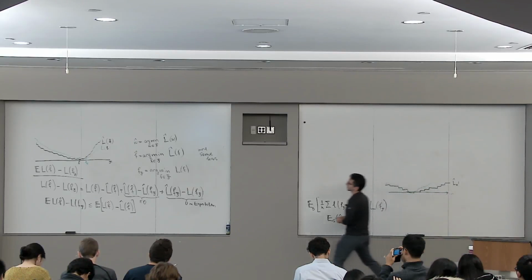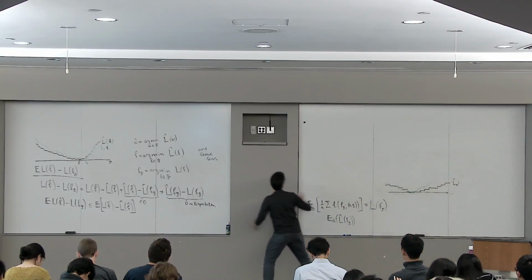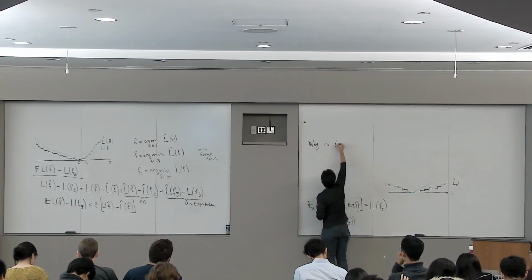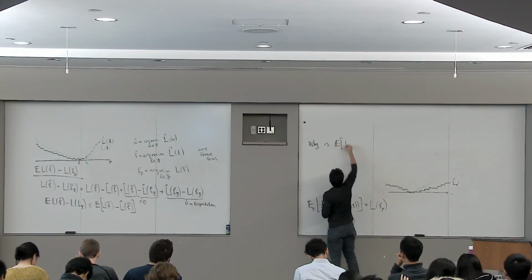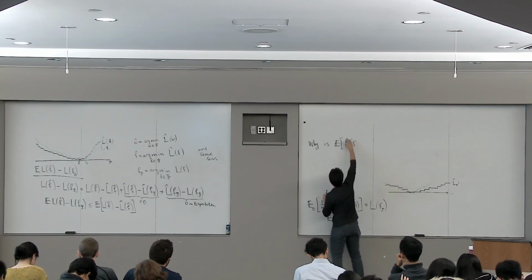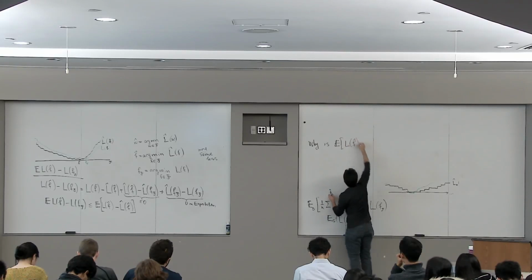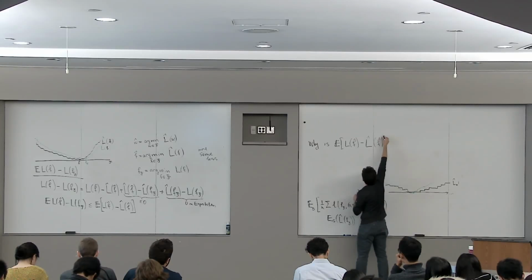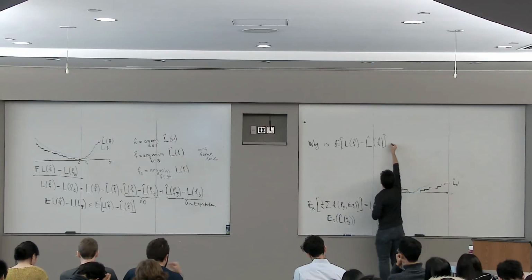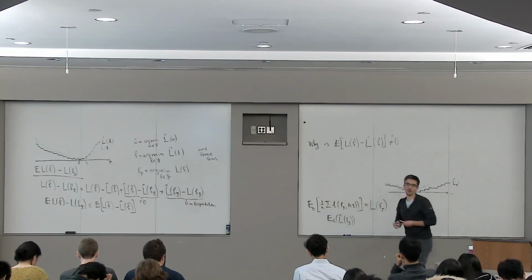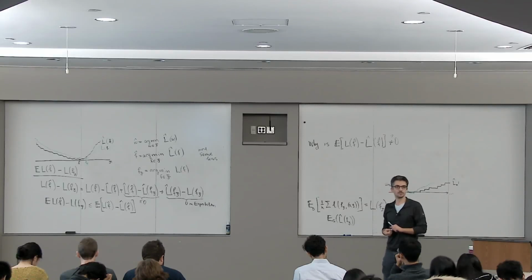So let me write this out. So why is expected L hat of f, or did I start with f? L of f hat minus L hat of f hat not, maybe, not 0. Why would it not be 0?